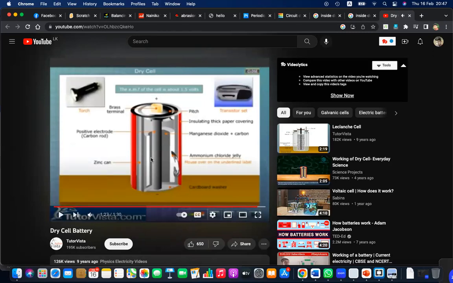Okay. Electron generation is done by this zinc. Zinc generates electrons, and they move to where electrons are lacking, like here in the carbon rod, where electrons are not there. So electrons are moving from the negative zinc to the middle carbon. So that is how the electricity is formed.